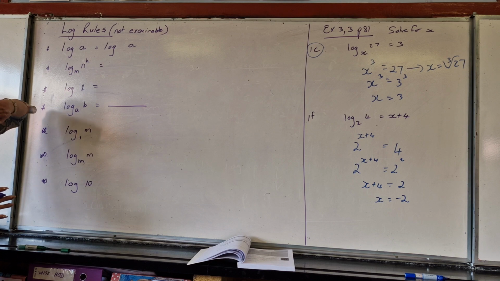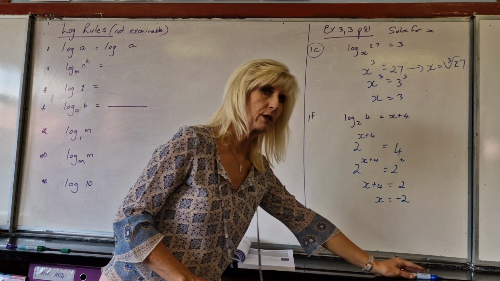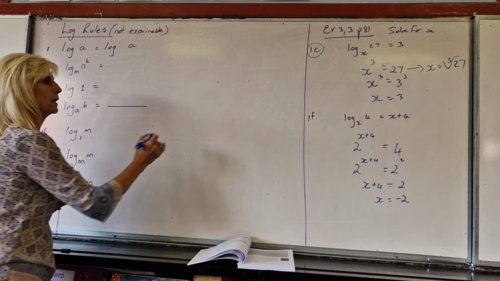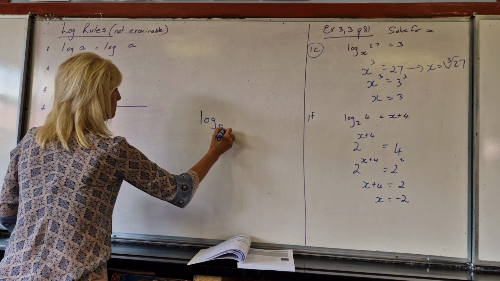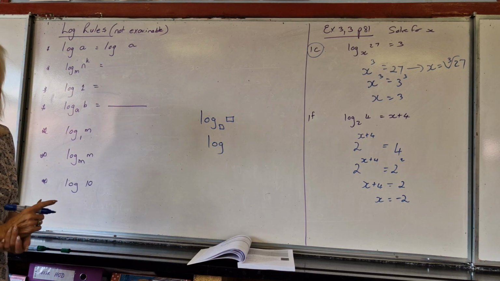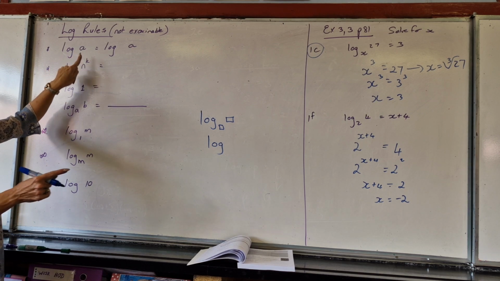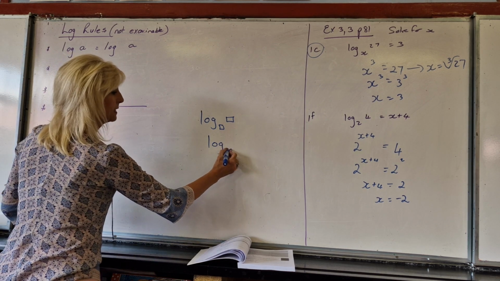Now, first of all, I want to say something about just log. In your calculator, you have two log thingies. One that says something, and one that just says log. So there's a difference. If there's nothing there, like here, then there's a 10.